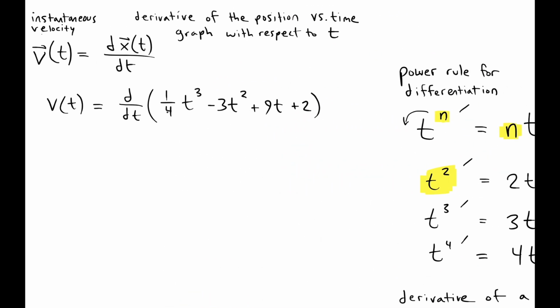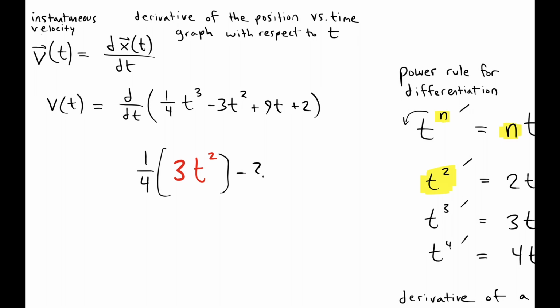So let's use those rules here. I'll take the 1/4 and let it stay. And then what I'm going to do is the derivative of t cubed, and then just multiply the 1/4 times whatever the derivative of t cubed is. So the derivative of t cubed would be 3t squared. Okay, so that takes care of that term.